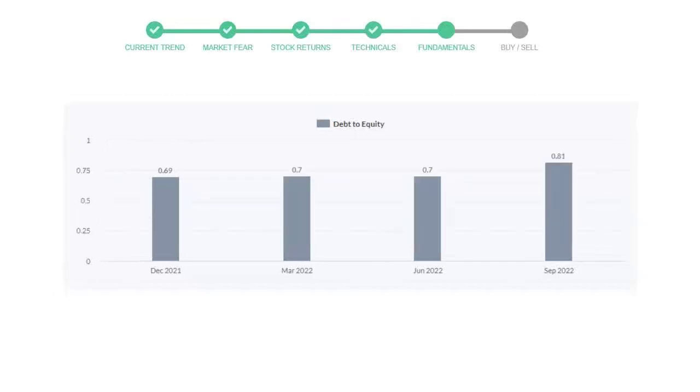Let's see debt numbers. Debt to equity number tells us how much the company is in debt. In the first quarter, it was 0.69. Then it increased to 0.7. In the next quarter, it was again the same. In the recent quarter, the debt score increased to 0.81. Generally, this ratio should not be over 2.0.